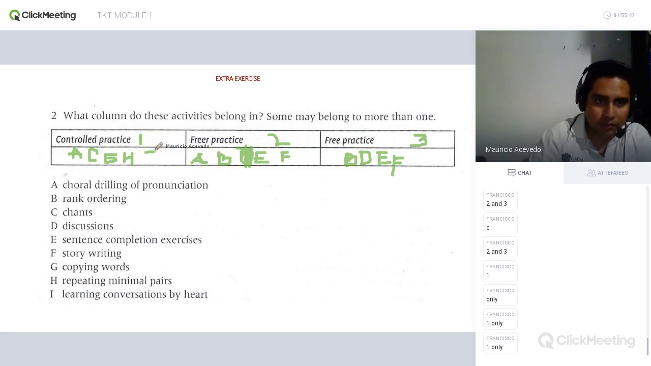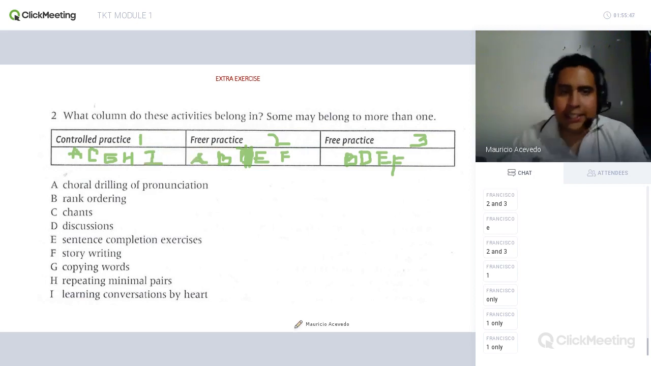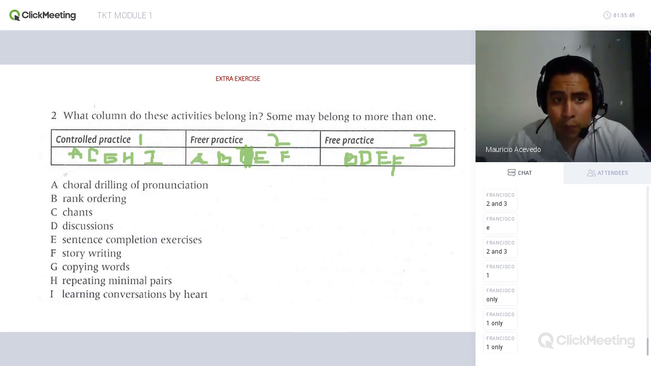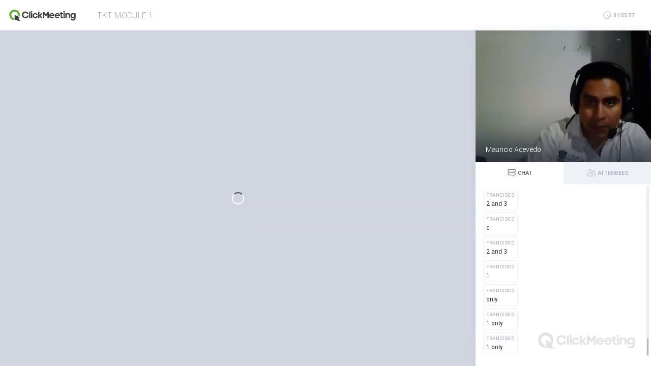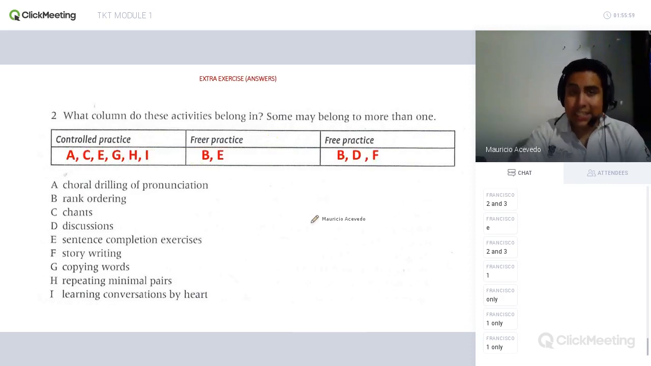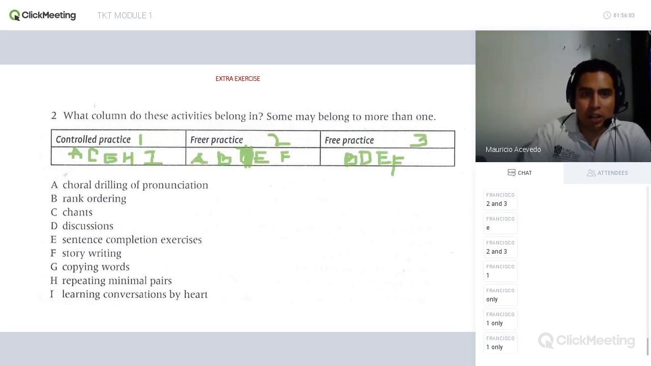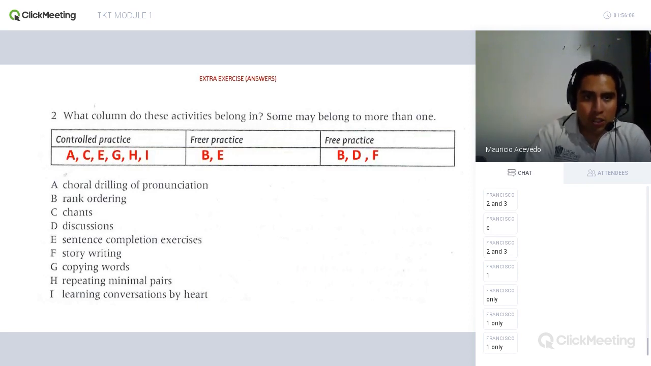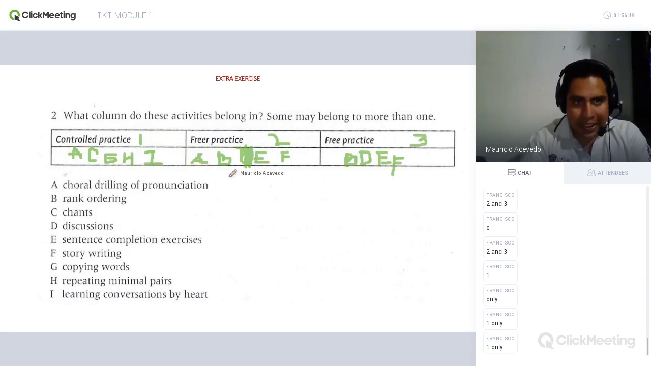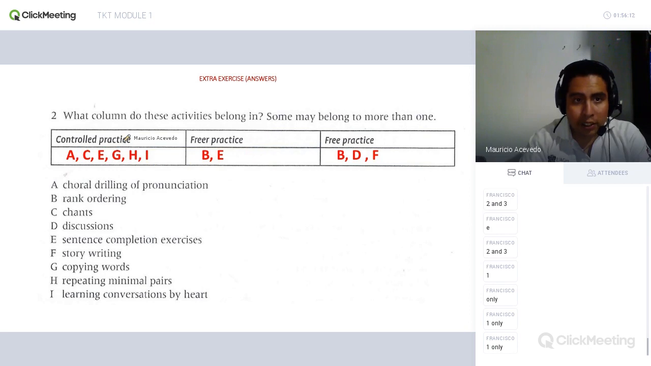All right. Very good. So just to make this clear, ACGHI for control practice, ABEF for freer practice, and BDEF for free practice. Okay. So now let's check with Cambridge. Let's see if we are correct. Yeah, there is a little bit of difference. Okay. So the A we are correct. In C also G, H, and I. But we forgot to write here the E.